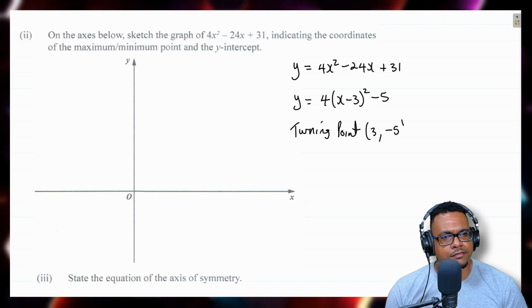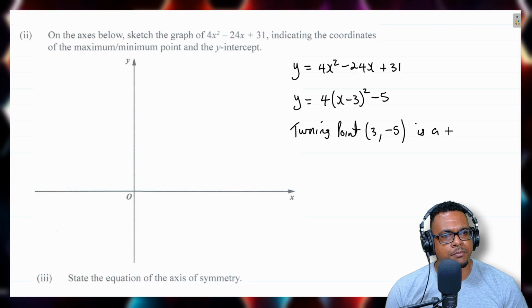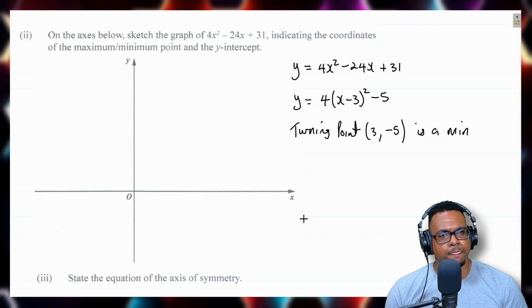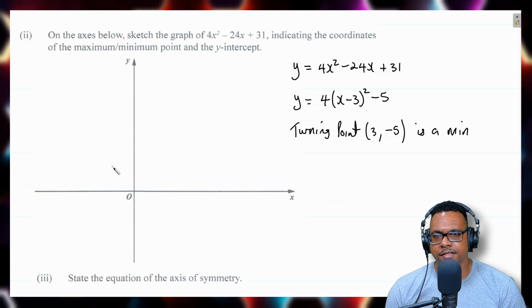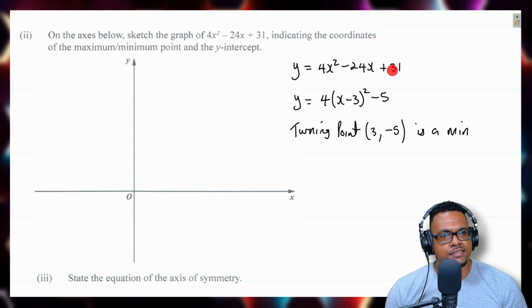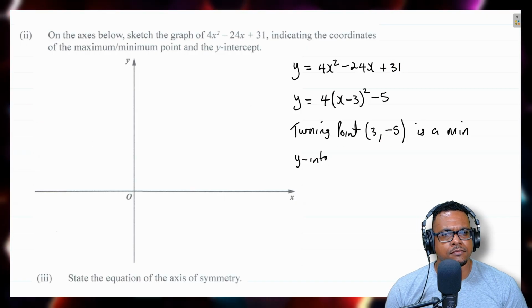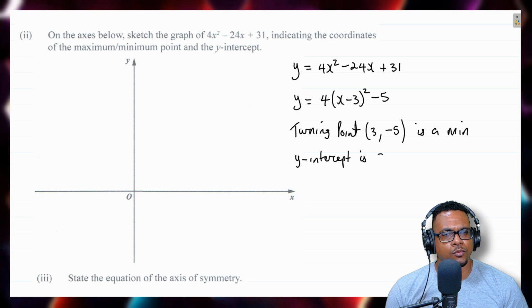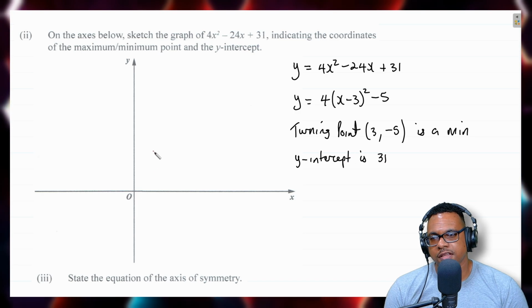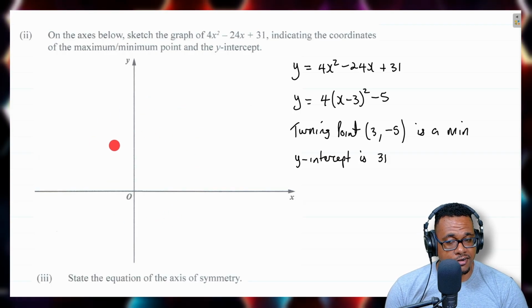Negative 5 is a minimum. Let's put min. All right, so we have the turning point. I already explained to you that this number here is your y-intercept. And the y-intercept is 31.